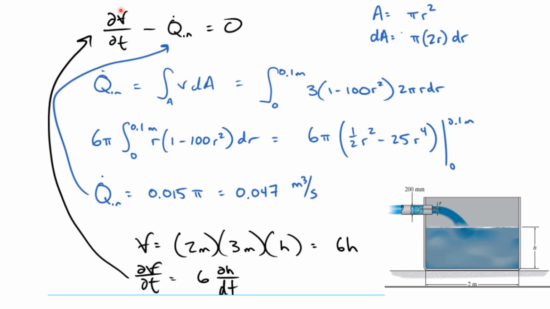Now, this term involves the change in volume with respect to time. At any given time, let's say the tank is filled up to a height of h, the volume is simply 2 meters by 3 meters by h, because we're told in the initial statement that the tank has a 3 meter depth. So it's 2 times 3 times h, or 6 times h. Now the partial of V with respect to t is going to be 6 times the partial of h with respect to t. We can get rid of the partials here, because this is dh over dt, the derivative of h with respect to time.